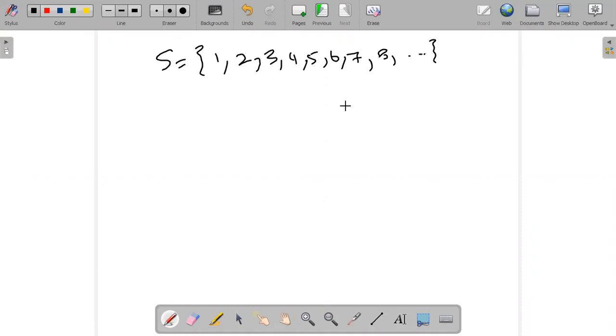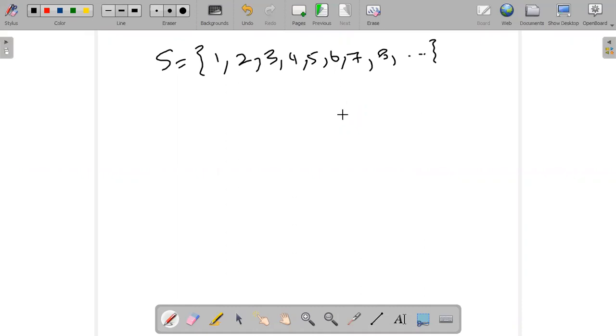Mixed up thoroughly, and then one card is drawn randomly. If it is known that the number on the drawn card is more than 3, what is the probability that it is even? So let us try to understand this.